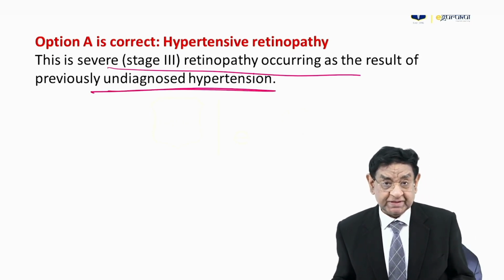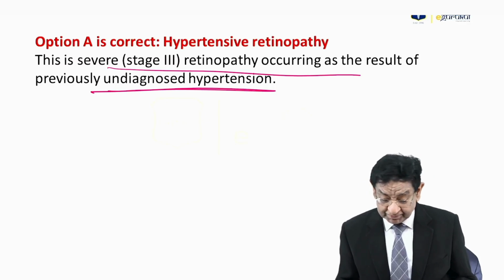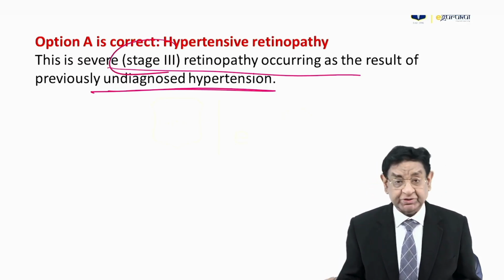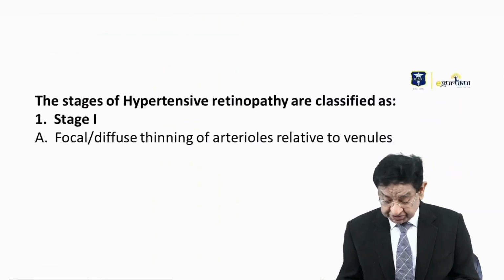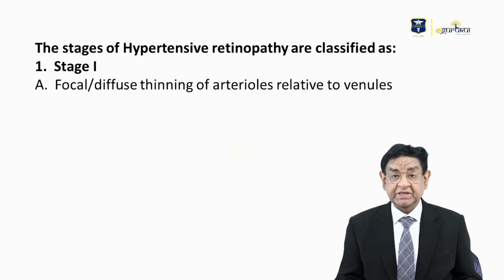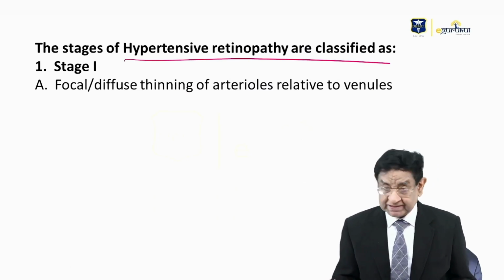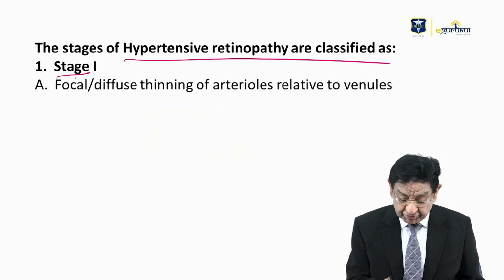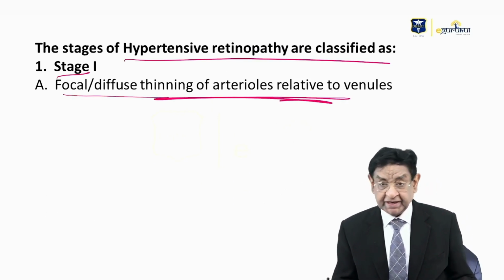In the question, the examiner has not even declared that the patient is hypertensive. Well, but it is stage 3. What is stage 3? For that you have got to know all the stages. So there are stages 1 to 4 of hypertensive retinopathy. Let's learn the basics. Stage 1, focal or diffuse thinning of the arterioles relative to venules.